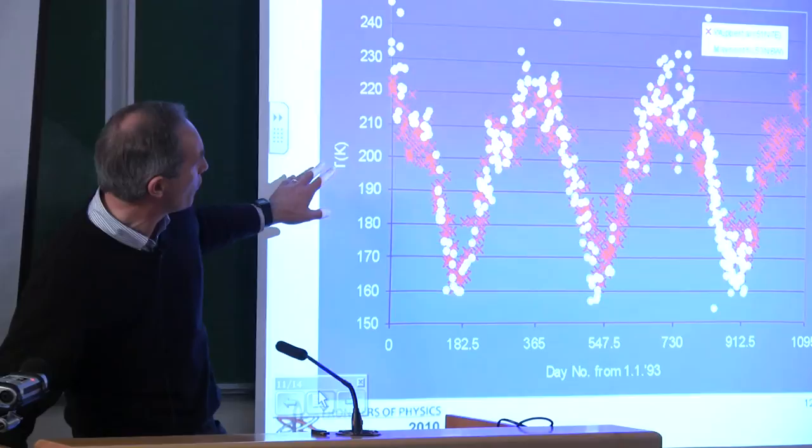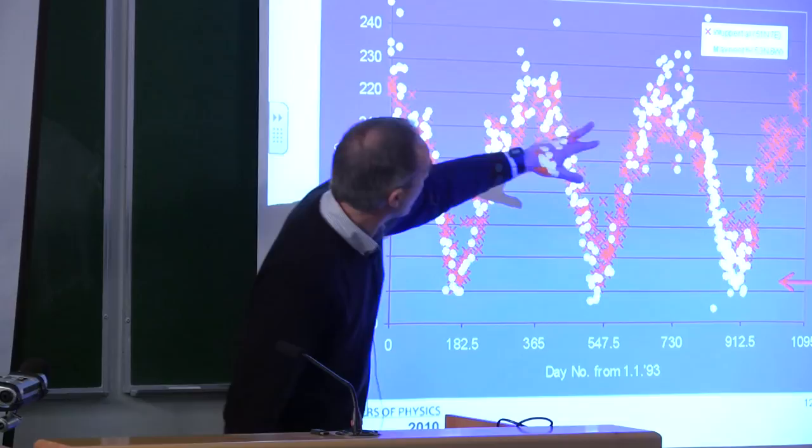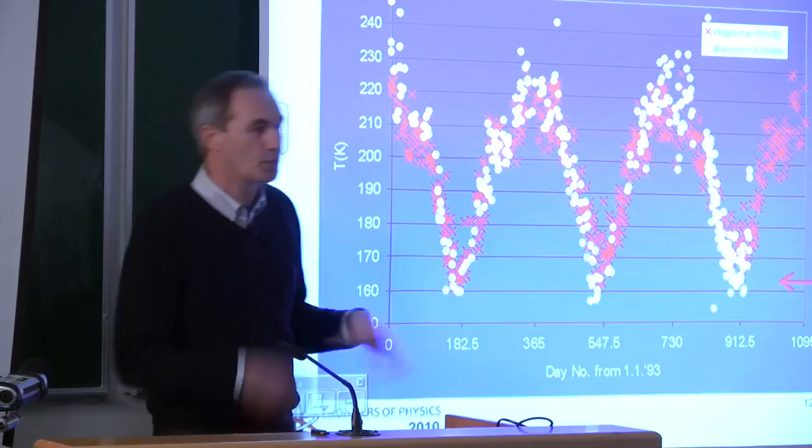So quickly skipping forward, this is 3 years of data, and you see the cold summers and warm winters. The white dots were measured at Maynooth, and the red dots were measured at 51 degrees north in Germany. So very good correspondence, and we can look at all that kind of thing there.